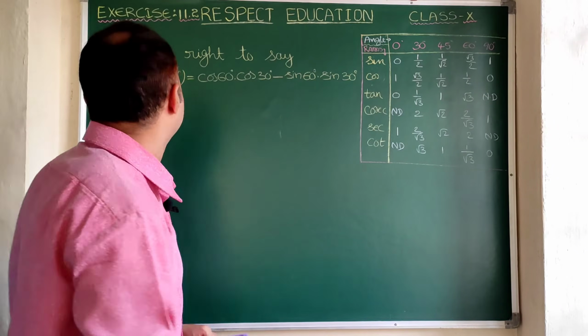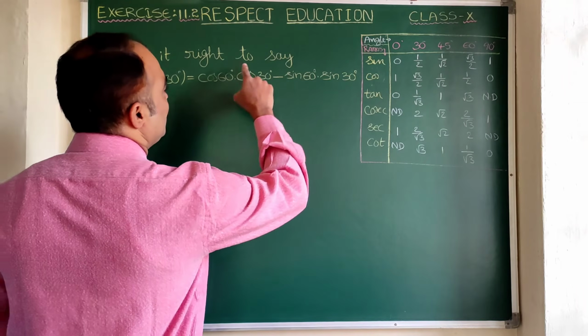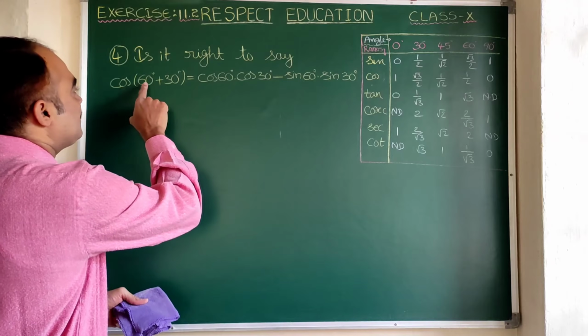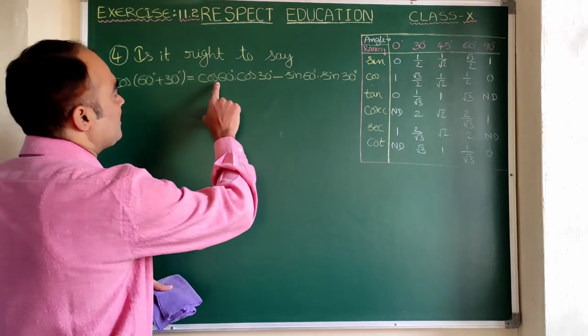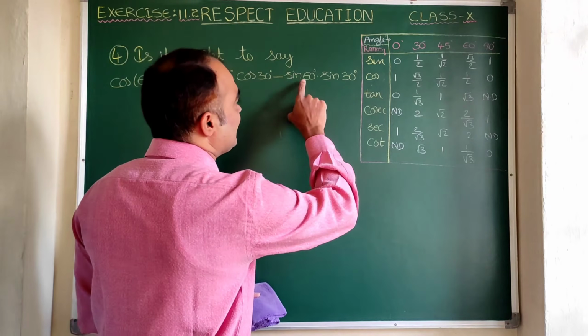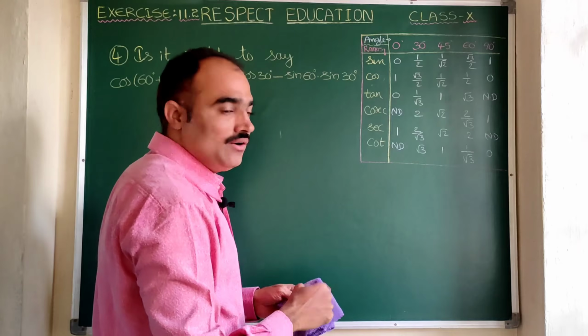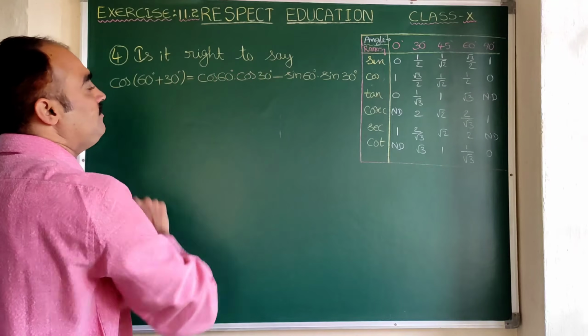Now let us see the next question, that is question number 4. Is it right to say cos 60 degrees plus 30 degrees is equal to cos 60 degrees into cos 30 degrees minus sin 60 degrees into sin 30 degrees? First, let us verify how far it is true by substituting the values.